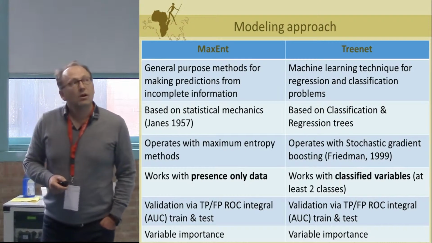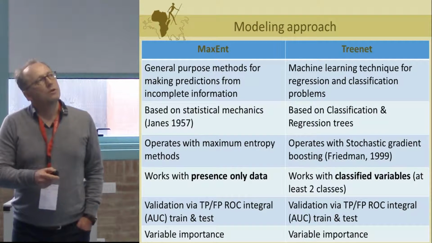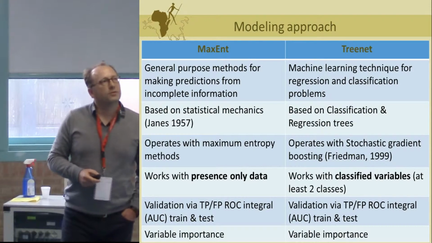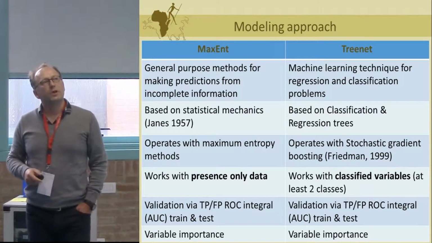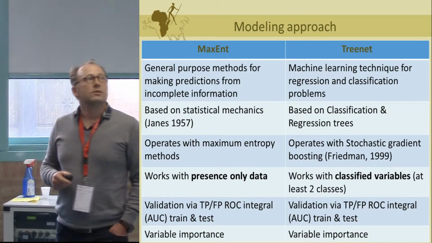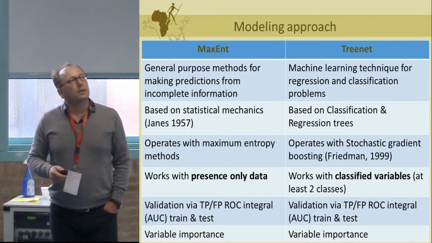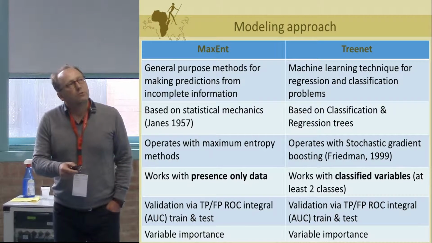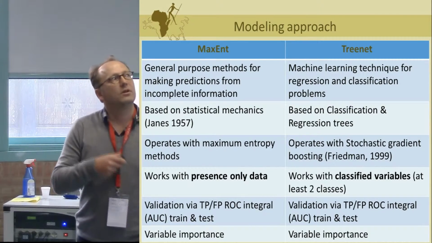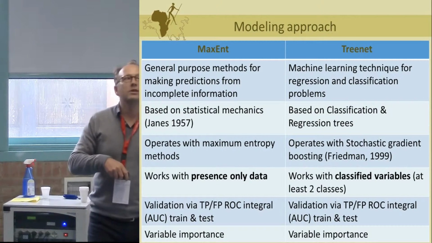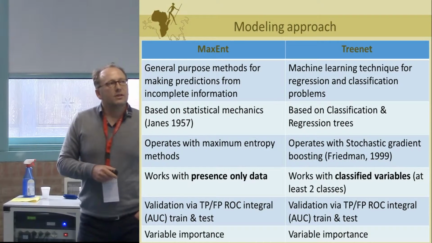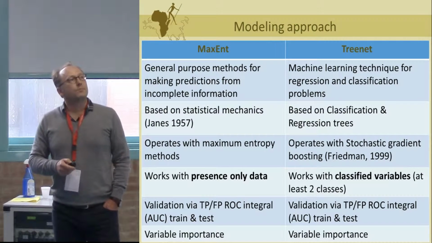The validation of these models is done with the so-called ROC integral, receiver operator curve integral, or the area under curve. I will show later on. So this is a measure of the performance of the model. And in the end, we also get the variable importances. So this is really interesting because with the variable importance, we can get also information about the different site selection criteria and which of these are more preferred than others.